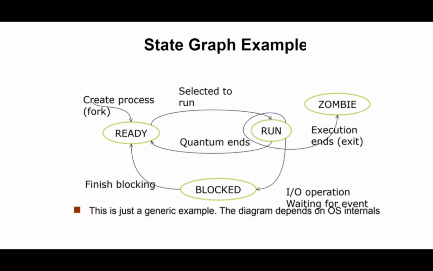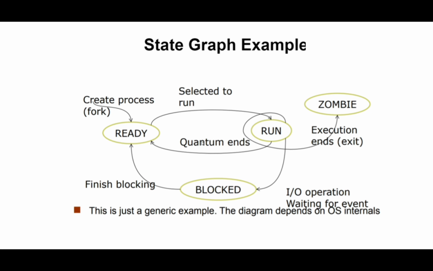On this figure we can see a state graph example. First of all, we create a process with fork. We will study this fork and what it means in the future. Once this process is selected to run, then we go to the run state. And from this run state, we can go to the state blocked, the state zombie, and also we can come back again to the state ready.